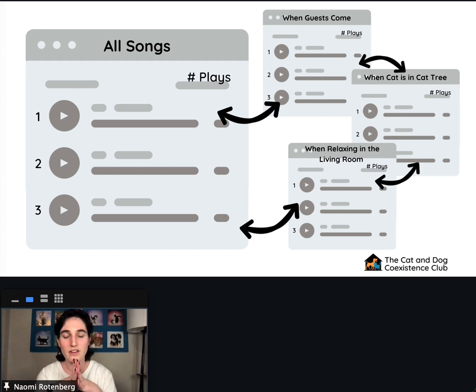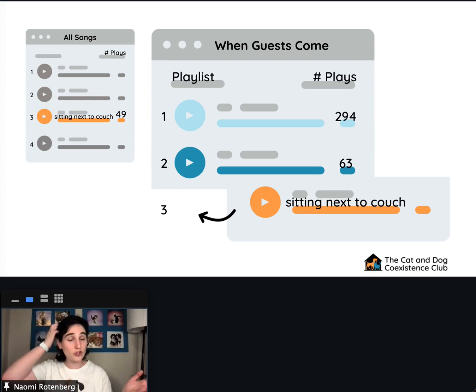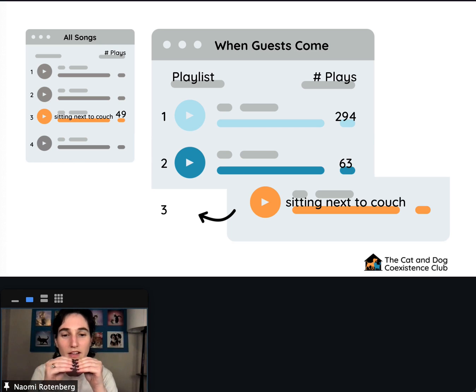So we can think of the context something like, okay, when guests come, the animal's going to do certain behaviors. When the cat is in the cat tree, the dog might choose from a certain subset of all of the behaviors that it knows. When it's relaxing in the living room, theoretically, the animal is not going to be trying to run an agility course, if that's in his general repertoire. So there's all of these important subsets that are interrelated. So in a certain context, let's say when guests come, the animal will pull from its general behavioral repertoire, its general all songs playlist, and if that behavior is reinforced in that context, it is now added to that playlist at the bottom because it's new. So it's not going to be up high since it's only had one possibility to be reinforced.